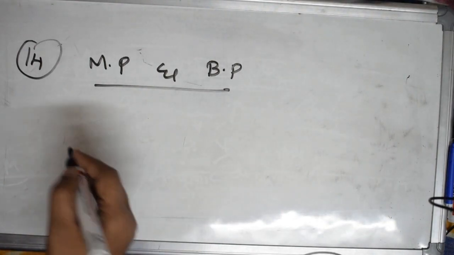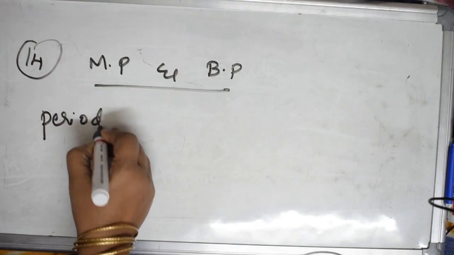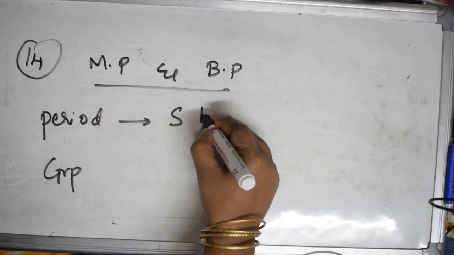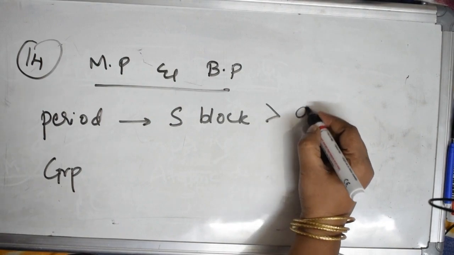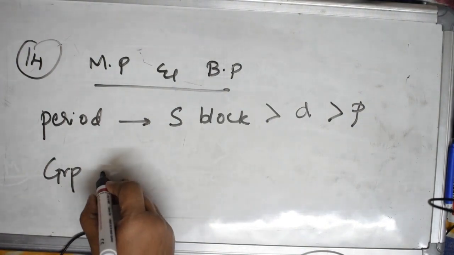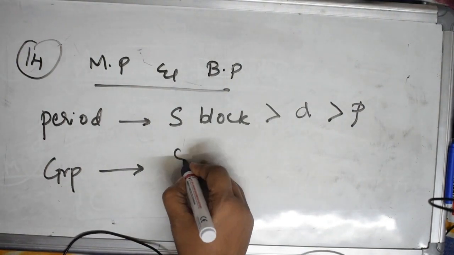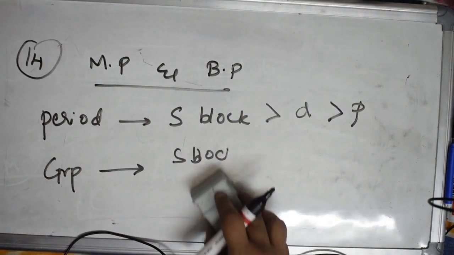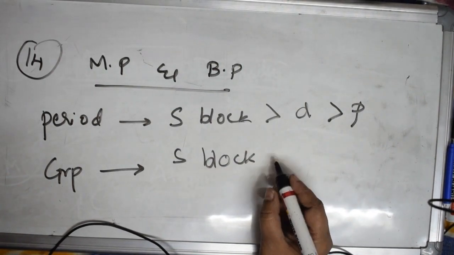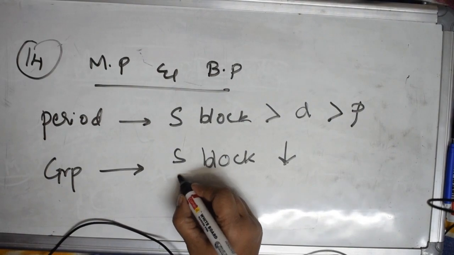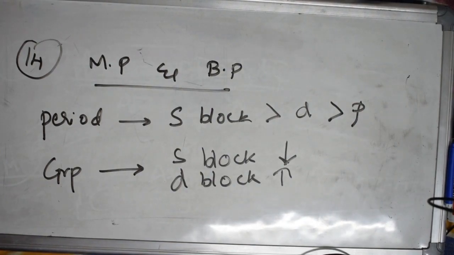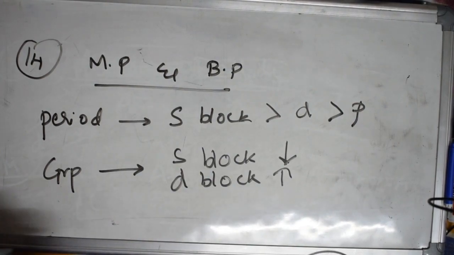Let me write in a period and in a group. If I have to see the trends in a period, remember S block has greater melting point and boiling point than D, then P. This is the trend. In terms of groups, S block elements, in a group, the melting and boiling point decreases. Again in D block elements, it increases. Remember this trend.